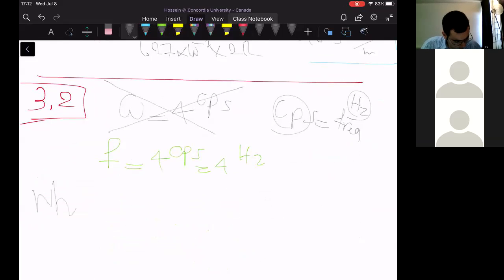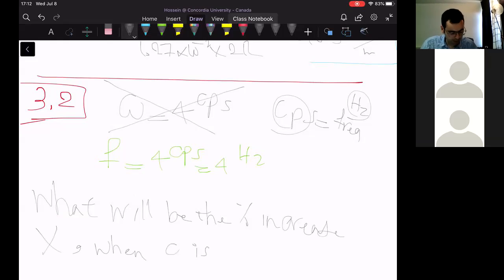What will be the percentage increase in the amplitude of forced vibration when the dashpot is removed, when C, the dashpot or damper, is removed? We want to see how much the amplitude of vibration will increase if we don't have damping.